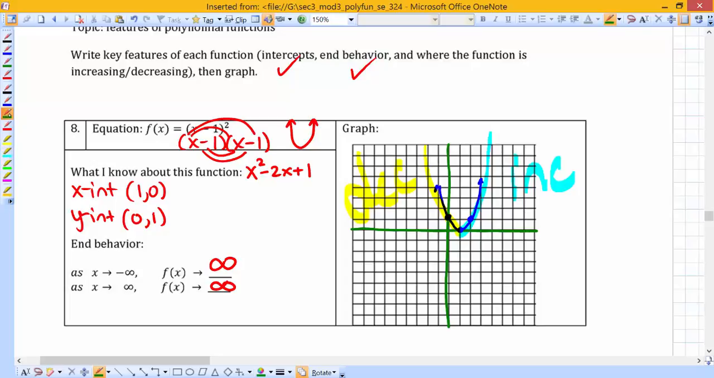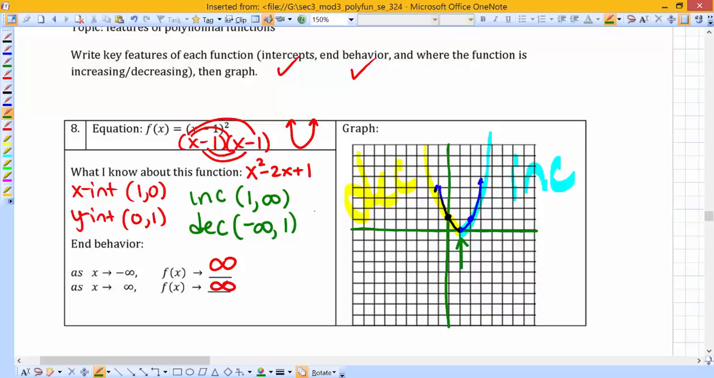So to write my intervals of increasing and decreasing. Intervals for increasing, that's the right side. So I go with the x value, which is 1, and then the right side goes to infinity. Decreasing, left side, so negative infinity, and it's going to the 1. So your intervals of increase and decrease are always going to match up, you guys.